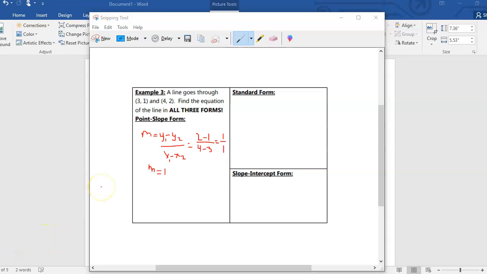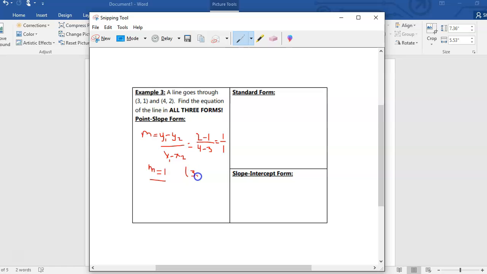All right, so for this slope, I got 2 minus 1 over 4 minus 3, which gave me a 1 over 1. So I got the slope is equal to 1. Now, the easiest thing for me to do, because I have the slope and I have 2 points, is to use the point slope form, having a slope and having a point. So I'm going to go ahead and choose one of the points. I'll choose 3, 1. Okay.